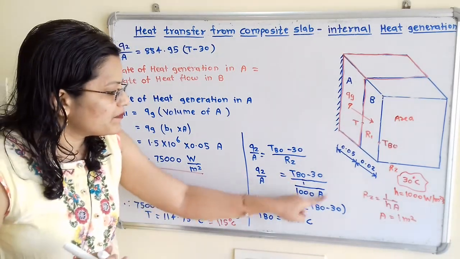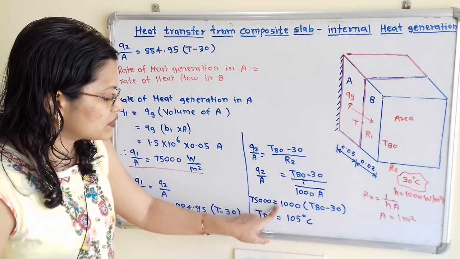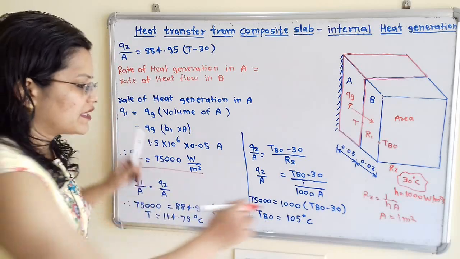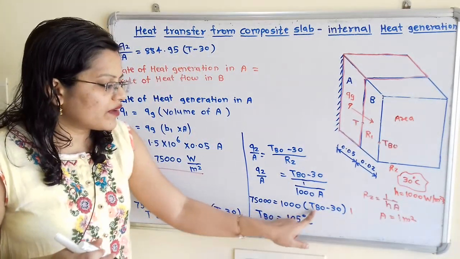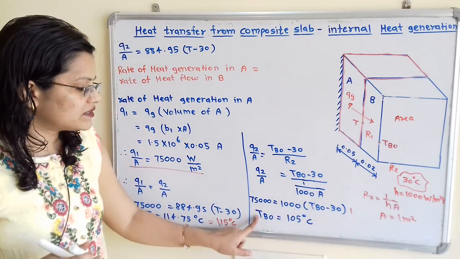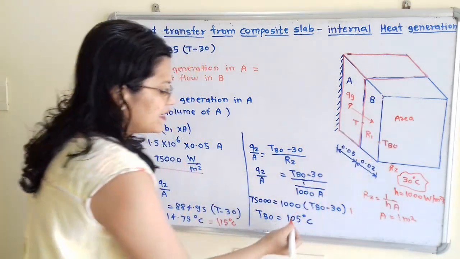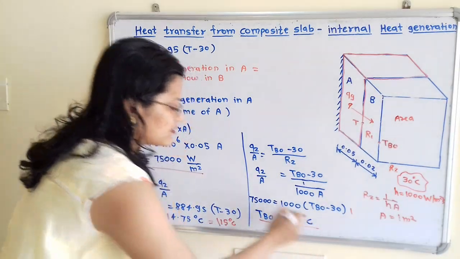Now we will simply simplify this. So 75,000 is equal to 1000 into bracket TBO minus 30, and this area is 1. So there is only one unknown, that is TBO, and this TBO, the temperature of the outer face of B, is 105 degrees Celsius, and this is the answer.